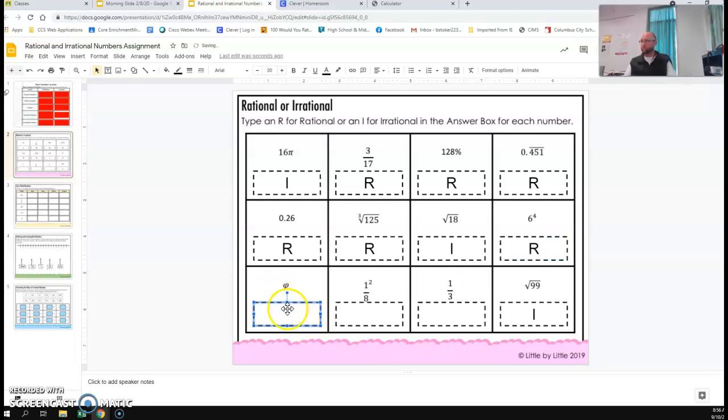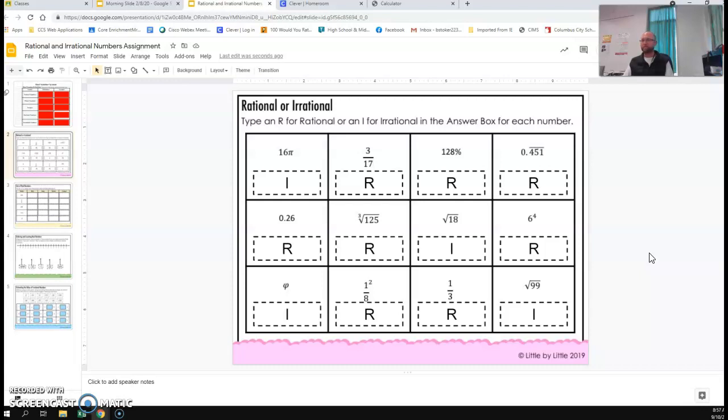This doesn't look like any number you've ever counted before. It's automatically irrational. Same thing here, 1 squared over 8. 1 times 1 is 1. You have 1 over 8. 1 is an integer, 8 is an integer, thus rational number. And then last one, 1 over 3, same thing. 1 is an integer, 3 is an integer, rational number. So go ahead and take another quick pause, and then you can go ahead and correct any mistakes you've made.